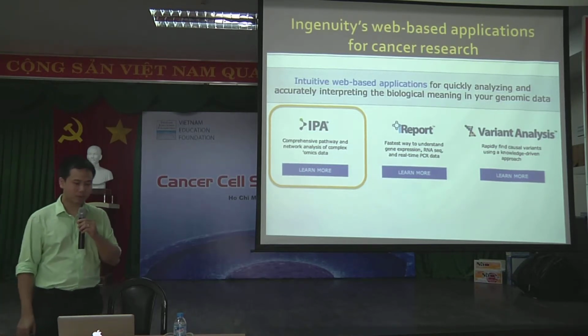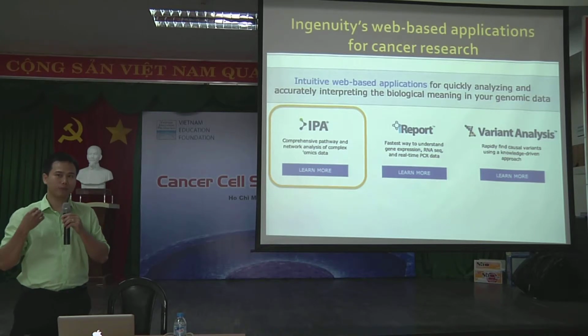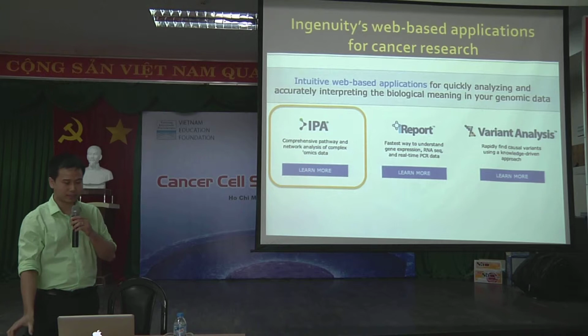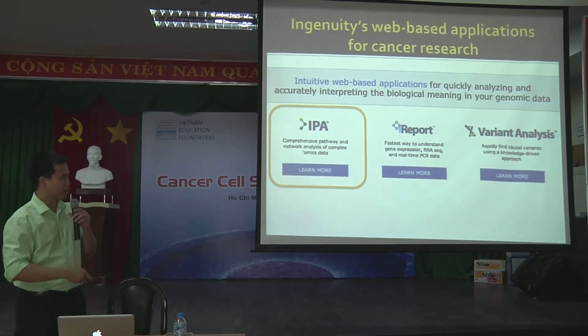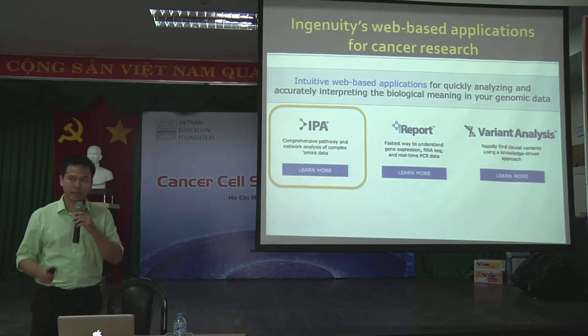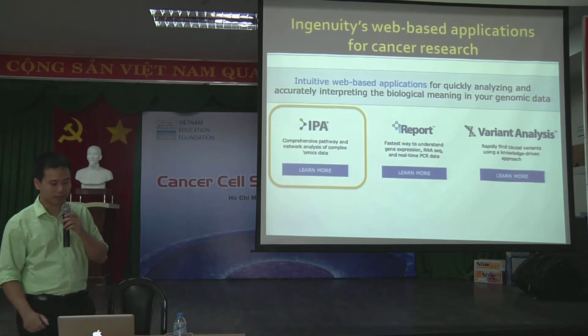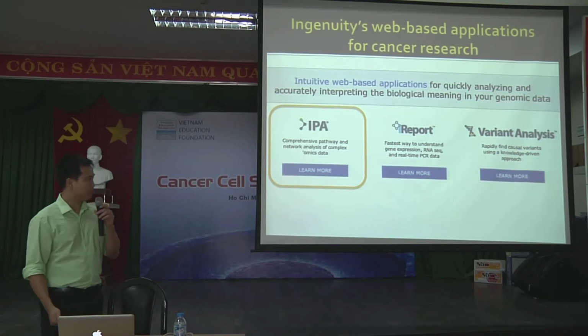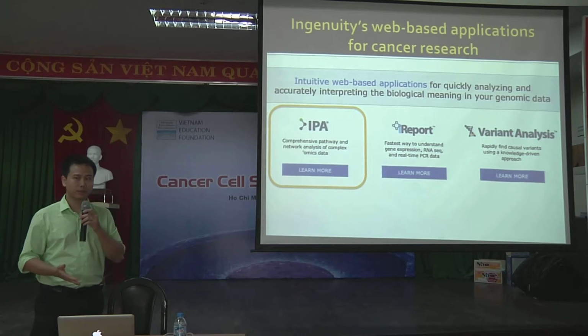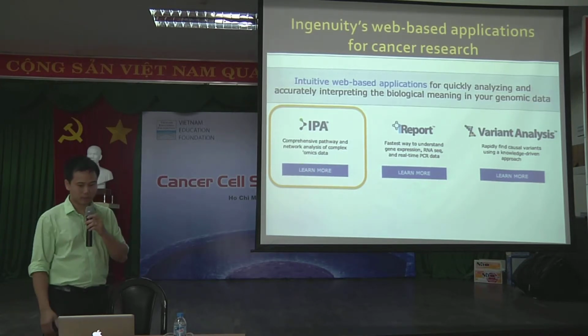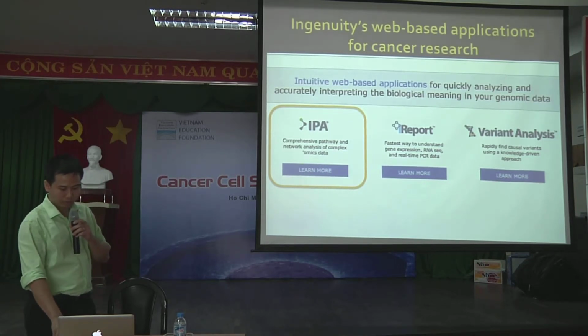In other words, for example, you have a disease, you are studying a disease, and you don't know what is causing the disease. Then variant analysis can help you identify the candidate genes responsible for that disease. The second thing is, if you want to identify a biomarker, then variant analysis is also a very good tool for you.